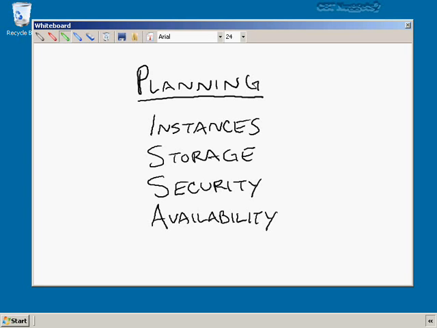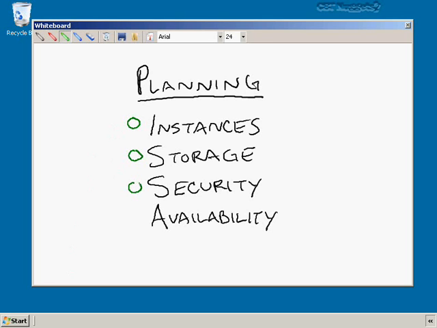Planning a SQL Server 2008 installation. So now we're going to take the information from the previous nuggets and bring it all together in a sort of comprehensive planning scenario. We're going to start by planning the instances that our installation will need. We'll go on to planning its disk storage.